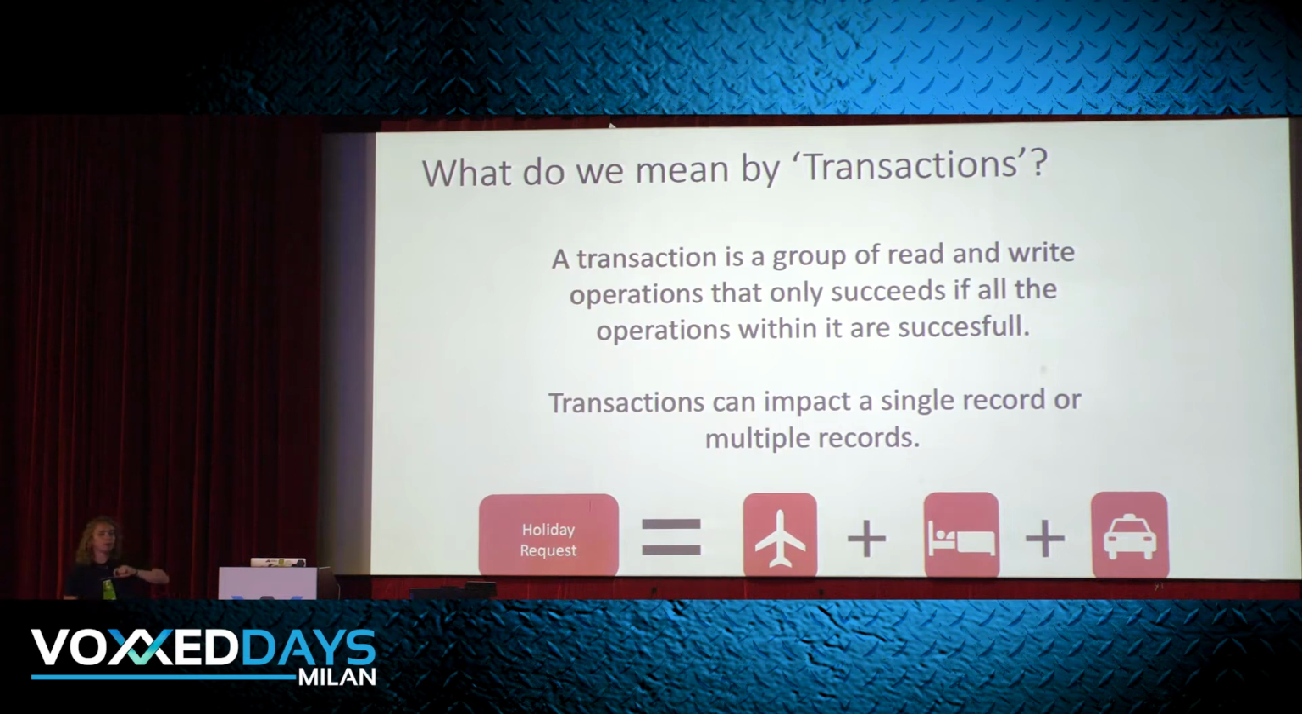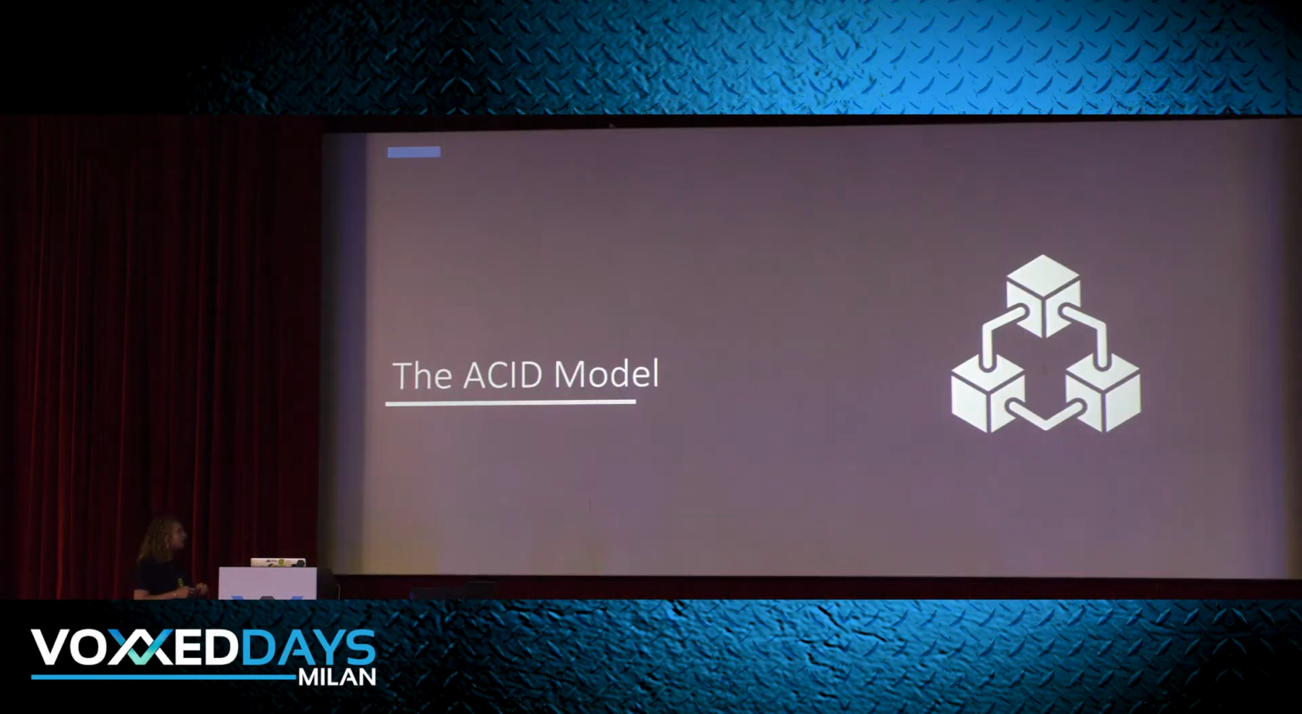It can either impact a single record or multiple records, and a very common example that's often used is booking a holiday package. If I want to book a package holiday, I need to have the flight, the accommodation, as well as any car hire or taxis that I might need. If even a single one of those isn't available, my transaction can't go through because I can't get that package holiday. It would just be a flight, for example. So this is a very common example of where we might need to consistently have state in order to have that overall transaction occur. And traditionally, we might have used something like the ACID model for this.